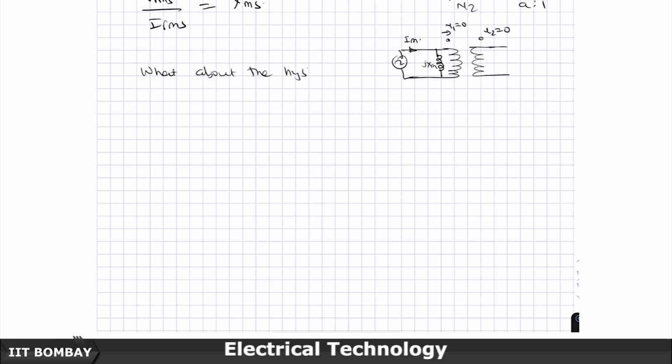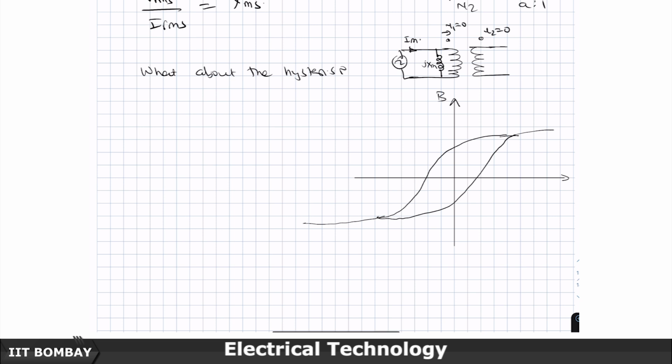Now, the next thing that will come to your mind is, what about the hysteresis, is it not? Because you know that the BH curve has a hysteresis aspect associated with it. So, let us say that this is the BH curve which is associated now.